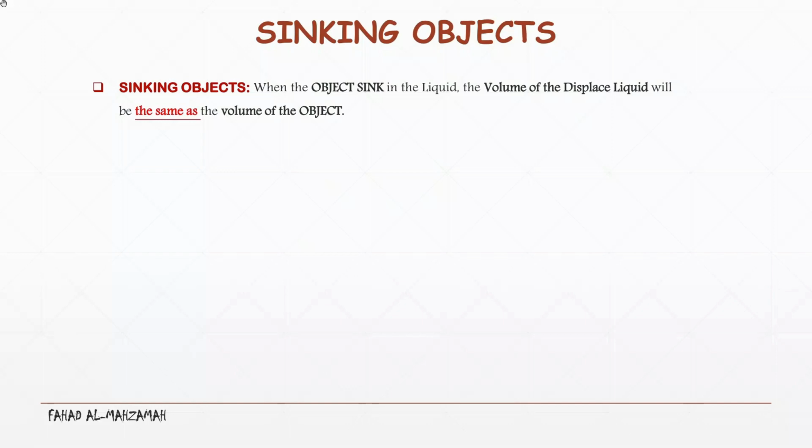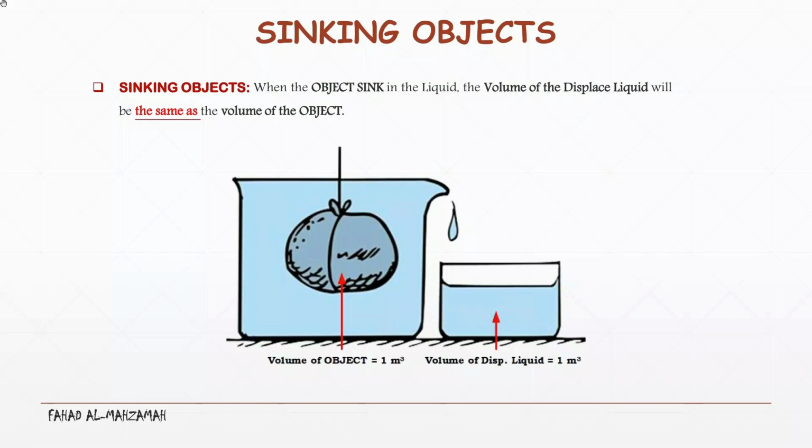Now, what can you get from that? You can get that when the object is totally immersed, the volume of the displaced liquid will be the same as the volume of the object. This is the same as the example that we have done before: you can see here that this object is totally sunk inside the liquid, and we can say that the volume of displaced liquid, which is here, is exactly equal to the volume of this object.